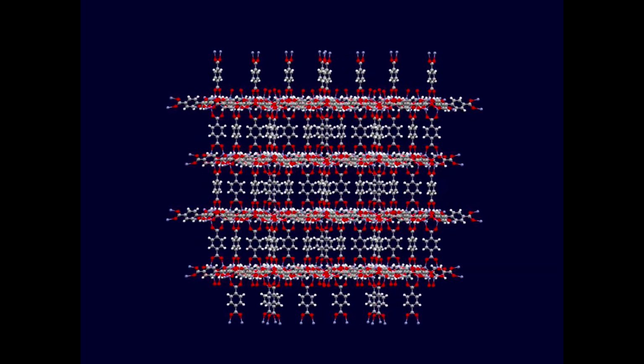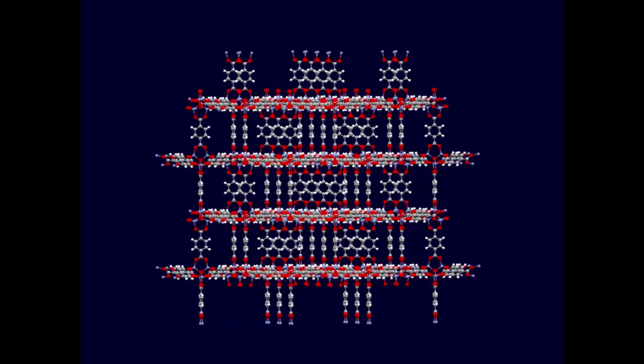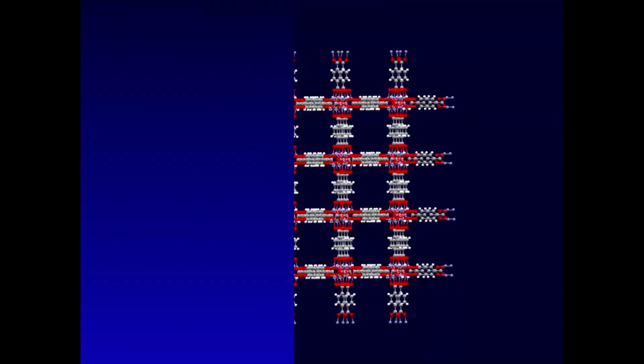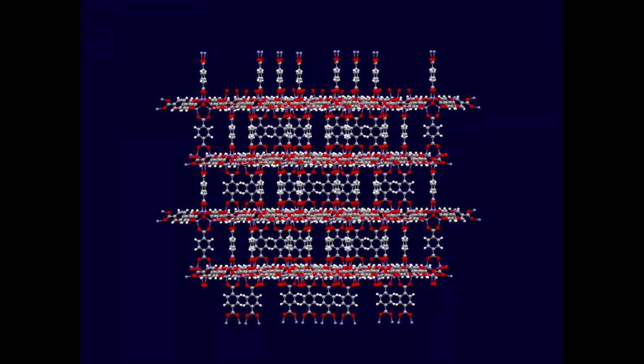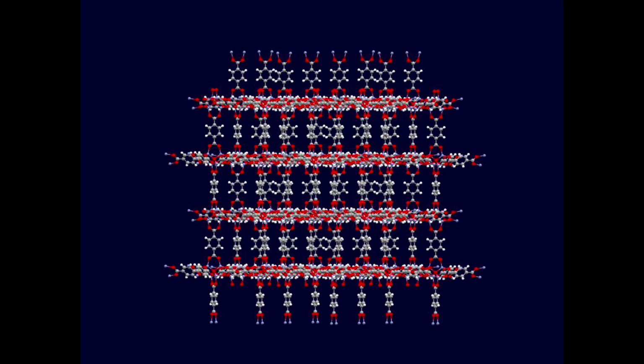Here we have the 3D structure of MOF-5 again, but showing more unit cells. Look for the benzene-based linker and the zinc-based tetrahedra to see how it's built up from these two SBUs.